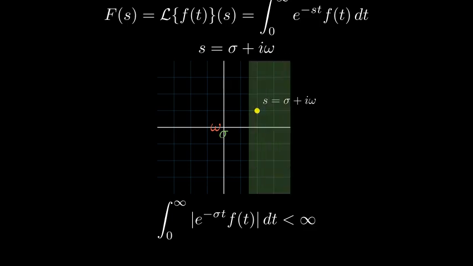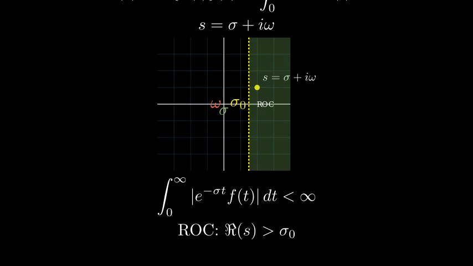The set of all such values of s where the integral converges is called the region of convergence, or ROC. We often write that the Laplace transform is valid for the real part of s greater than sigma 0, where sigma 0 depends on how quickly f(t) grows. Now, let's look at some common Laplace transform pairs and their regions of convergence.